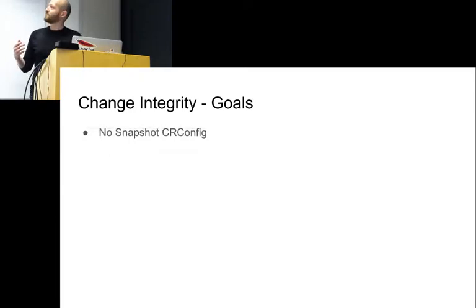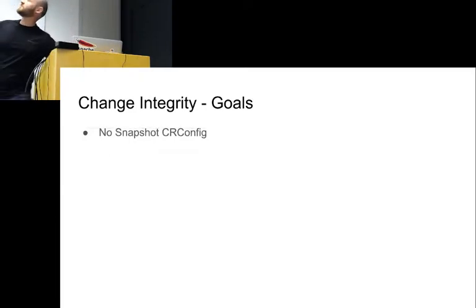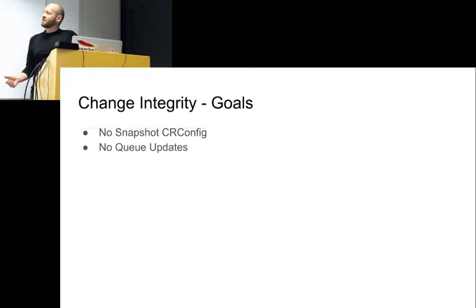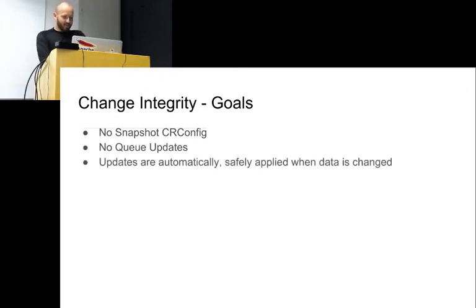So the goals of this project is essentially no snapshotting the CR config. If it happens, it happens under the hood. Users aren't doing it for self-service. You've got some random tenant on your CDN. You can't just be having them snapshot unsafely the entire raw database, how it works today. Likewise, they can't be queuing updates to all the servers for whatever just happens to be in the database. That's obviously not safe. It's not going to work.